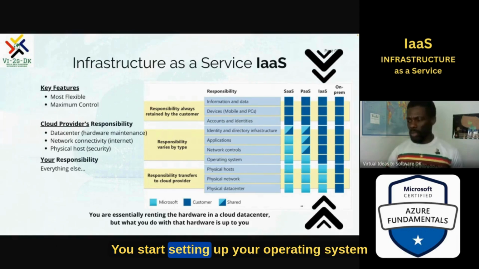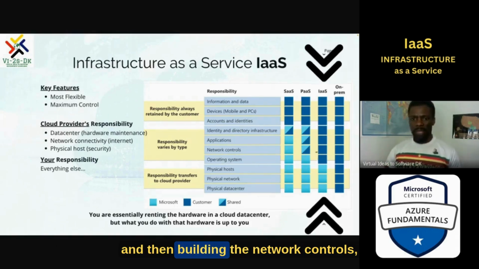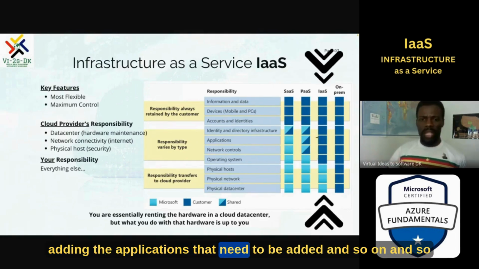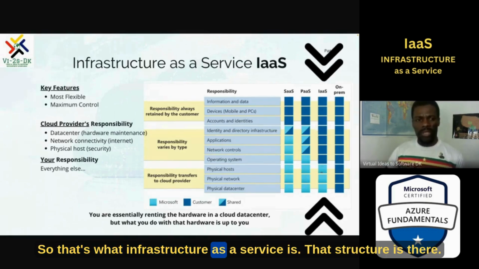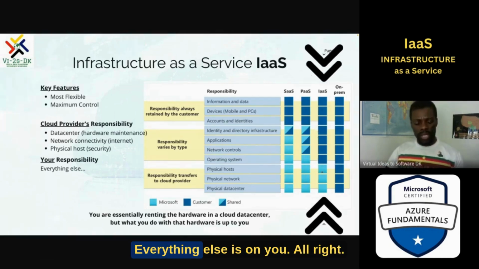You start setting up your operating system and then building the network controls, adding the applications that need to be added, and so on and so forth before you can give people access. So that's what infrastructure as a service is. That structure is there. The hardware is provided for you. Everything else is on you.